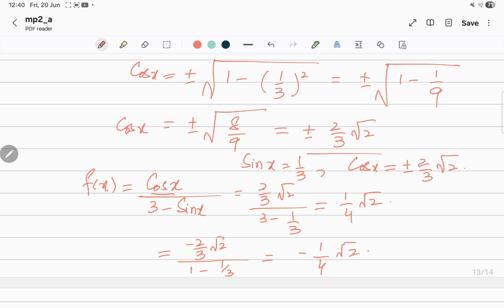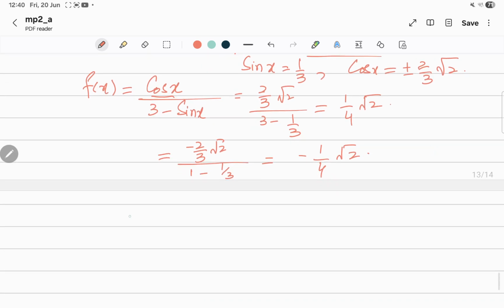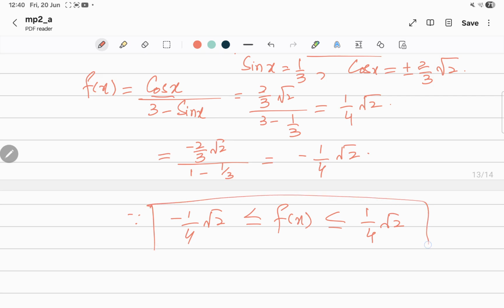So it means our f of x is between minus 1 over 4 root 2 and 1 over 4 root 2, that is, minus 1 over 4 root 2 is less than or equal to f of x, and f of x is less than or equal to 1 over 4 root 2. So this is the result we have to show.